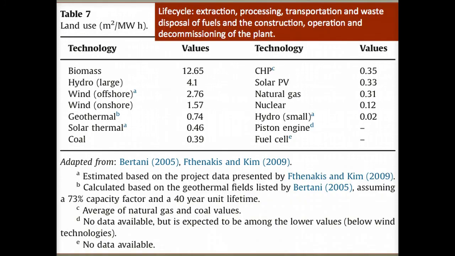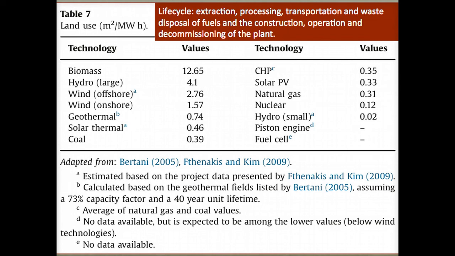The first environmental sustainability indicator Maxim considers is land use, presented here in square meters per megawatt hour. Maxim considers land use over the entire life cycle of the power plants: the extraction, processing, transportation, and waste disposal of fuels, and the construction, operation, and decommissioning of the power plant.